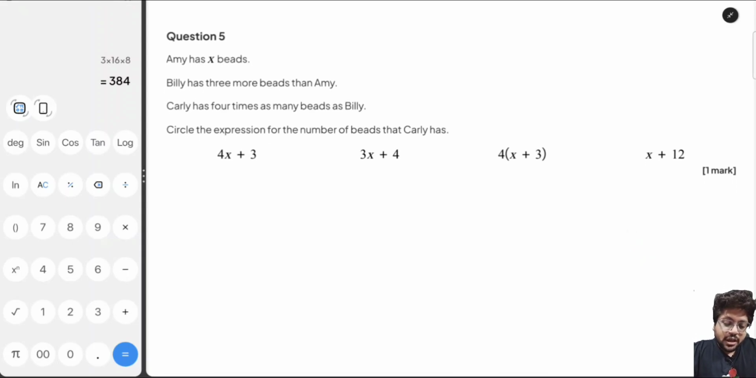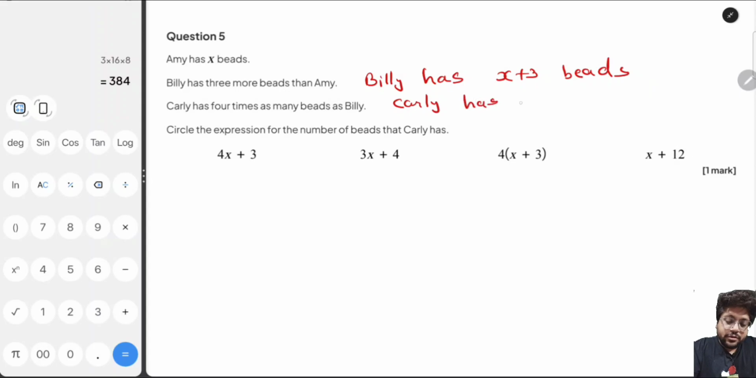See the last question. This is the 5th question. Emmy has x beads and Billy has 3 more beads than Emmy. So obviously Billy has x plus 3 beads. Carly has 4 times as many beads as Billy. So Carly has 4 times x plus 3 beads. Circle the expression for the number of beads that Carly has. This is it, 4 times x plus 3.